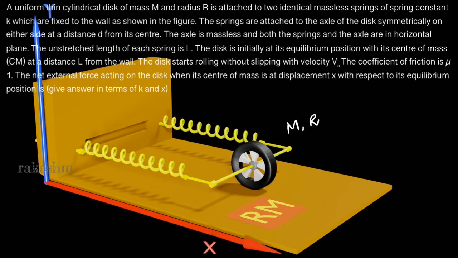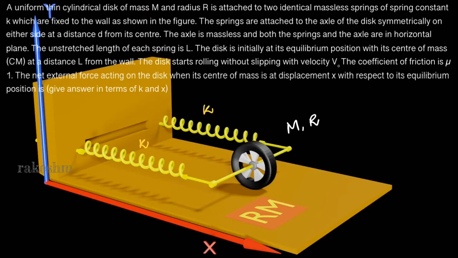He has given that there is a uniform thin cylindrical disc of mass capital M and radius capital R. So this is a cylindrical disc of mass M and radius capital R. I have drawn it like a wheel here so that it is very easy for you to visualize rotational motion. So just remember that it is a cylindrical disc. That is what is given in the question.